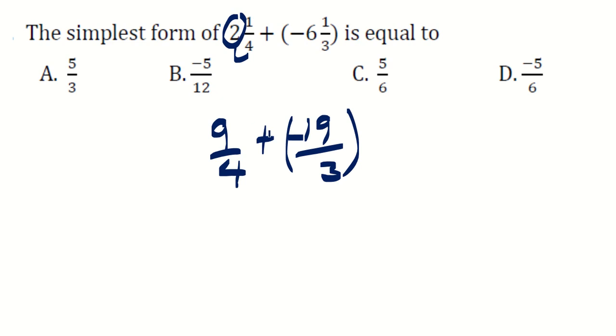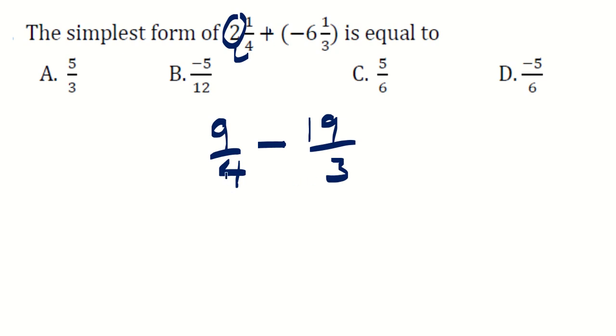A common mistake of students here, what I observed from my experience, is they take negative 6 times 3, and negative 18 plus 1, negative 17, they are saying. No, wrong. The negative, keep it as it is. By the way, positive times negative is negative. So, like I said before, 6 times 3, 18, plus 1, 19 over 3.